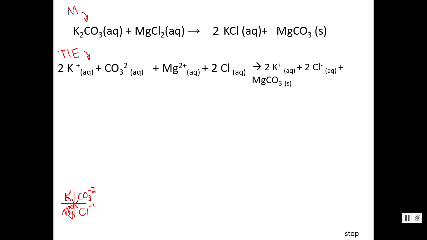Last but not least, cancel out the spectator ions, the ions that are the same on both the reactant and product side, and what you are left with is the net ionic equation. Well, I see I've got 2 potassiums and 2 chlorides on both the reactant and product side, so what's left is the carbonate anion reacting with the magnesium cation to give the net ionic equation.